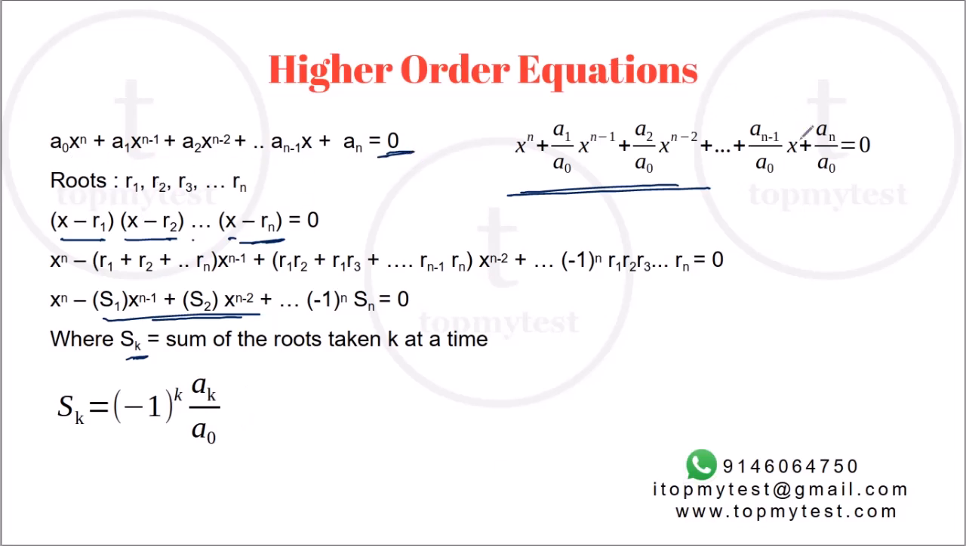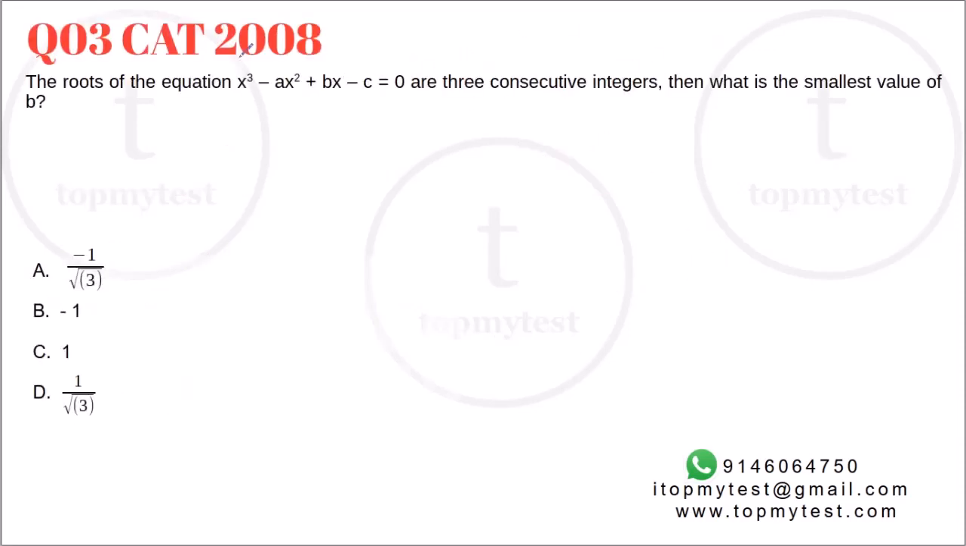Let's try to use this relation in a question which came up in CAT 2008. This says the roots of the equation x cube minus ax square plus bx minus c are 3 consecutive integers. What is the smallest value of b? Okay, you have 3 consecutive integers, so let's take them as k minus 1, k, k plus 1. Now, for purely academic purposes, I'm trying to write this.